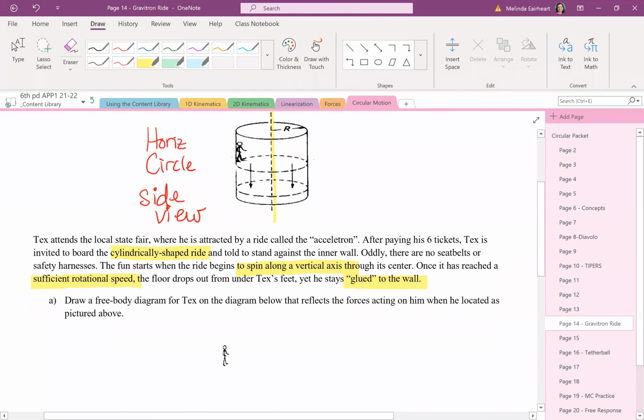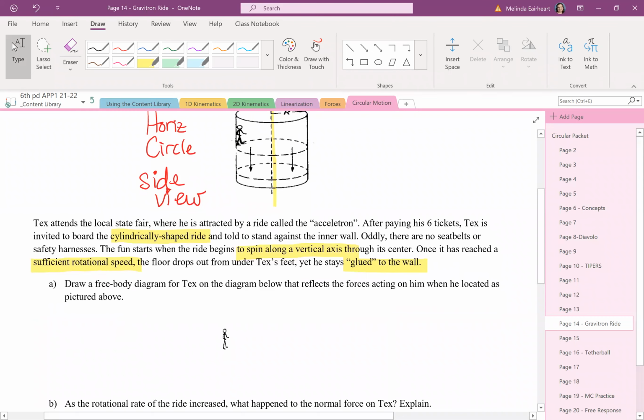No. Draw a free body diagram for Tex on the diagram below that reflects the forces acting on him when he's at this position pictured above. And so he's on the left side of that circle. What forces are acting on Tex?